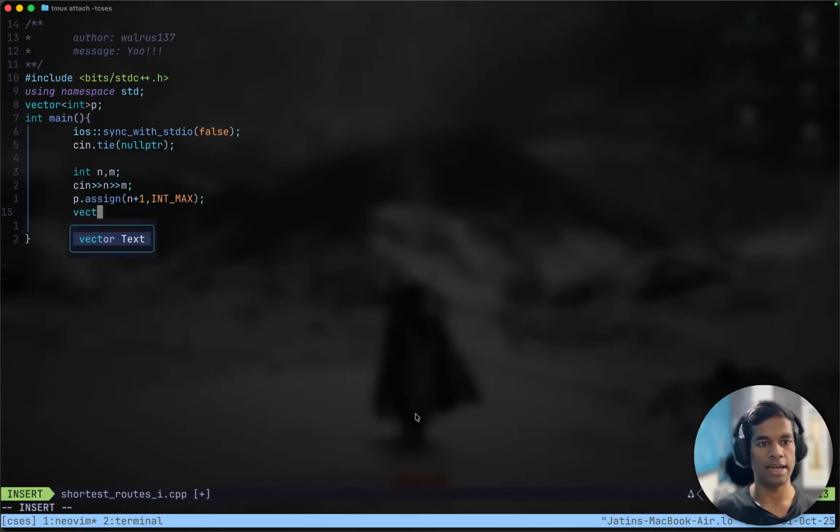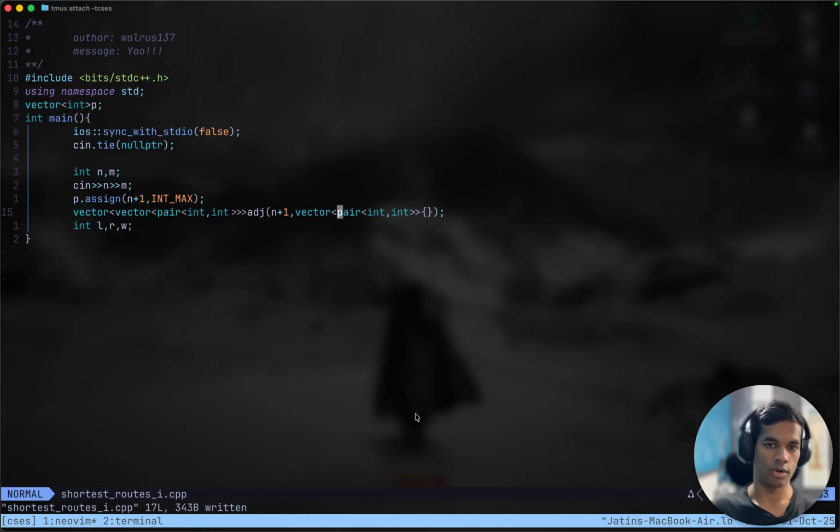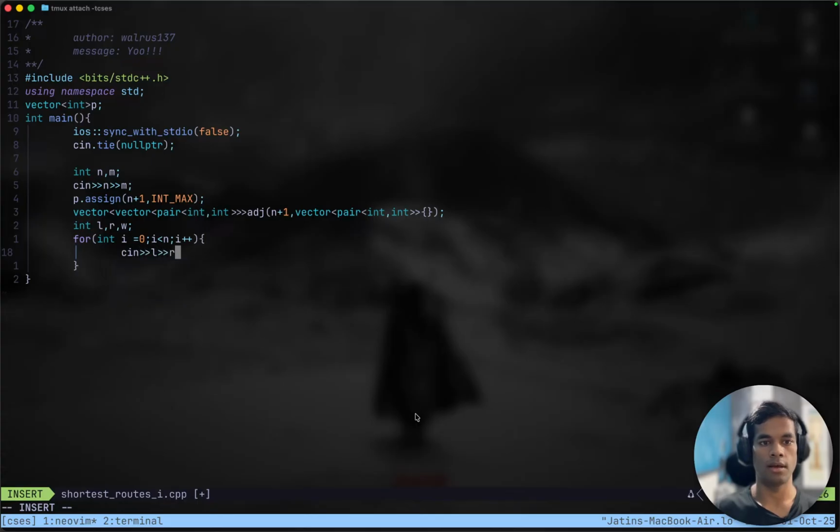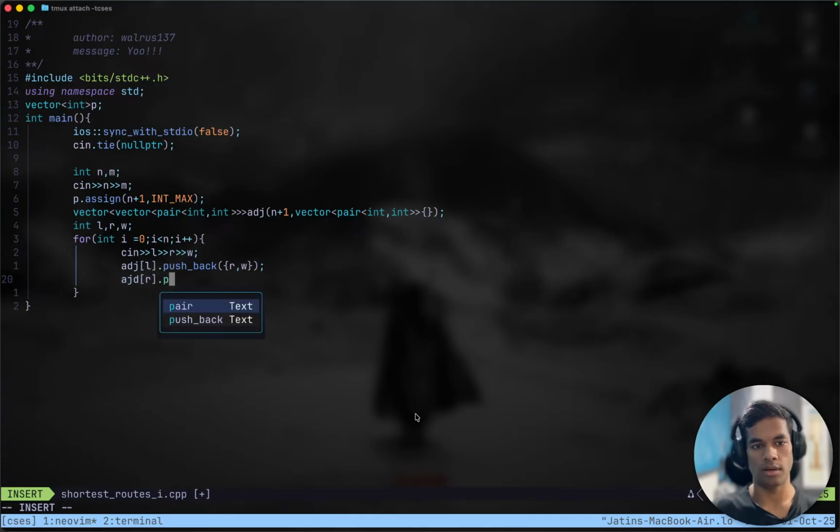Now we are going to fill our data structure, which is an adjacency list of not integers but pairs. ADJ size is n plus 1, and we are just going to initialize the internal vector like that. And we are storing this as a pair where the first value is going to be the next node that this current edge connects to, and the second value is going to be the weight. For int i equals 0, i less than n, i plus plus, take in L, R, and weight, left value, right value, and weight. And ADJ L push back an edge connecting to R with weight W, and do the same thing in R connecting to L with the weight W.